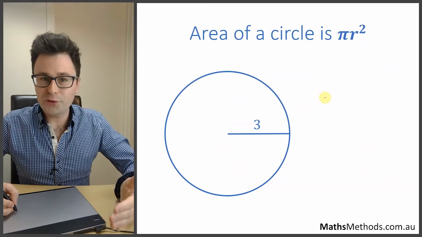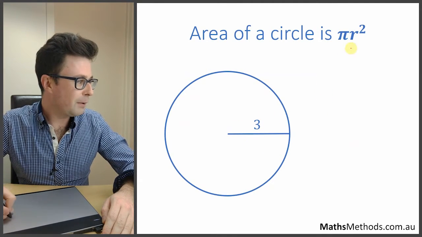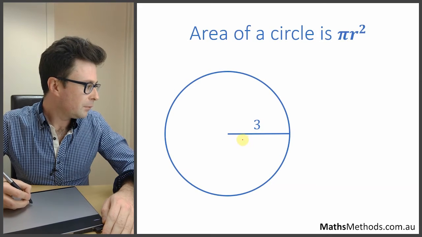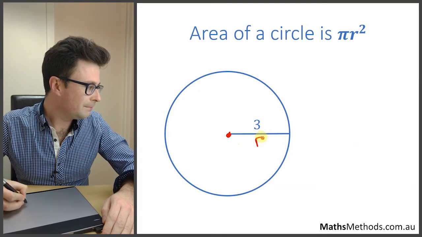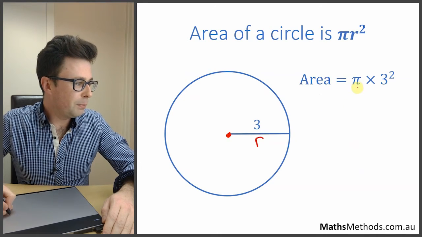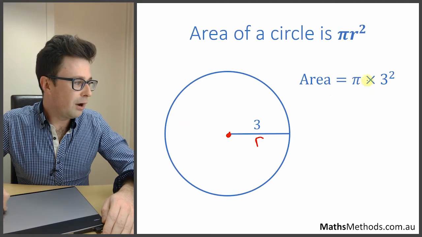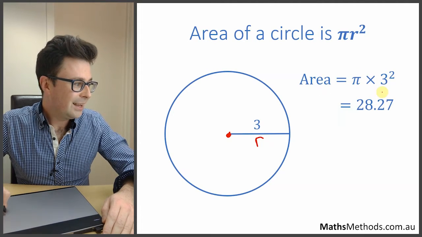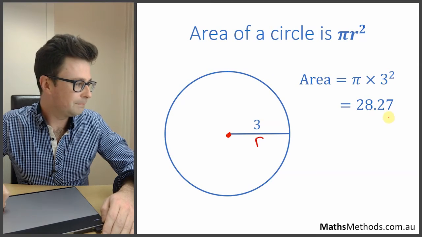Now the area of a circle is pi r squared. So if we want to figure out the area of this circle, by r we mean radius, which is the length from the middle all the way to the end. So this is r. And so area equals pi times r squared. In this case, r equals 3, which gives us pi times 9. And if we put that in our calculator, we get something like 28.27.